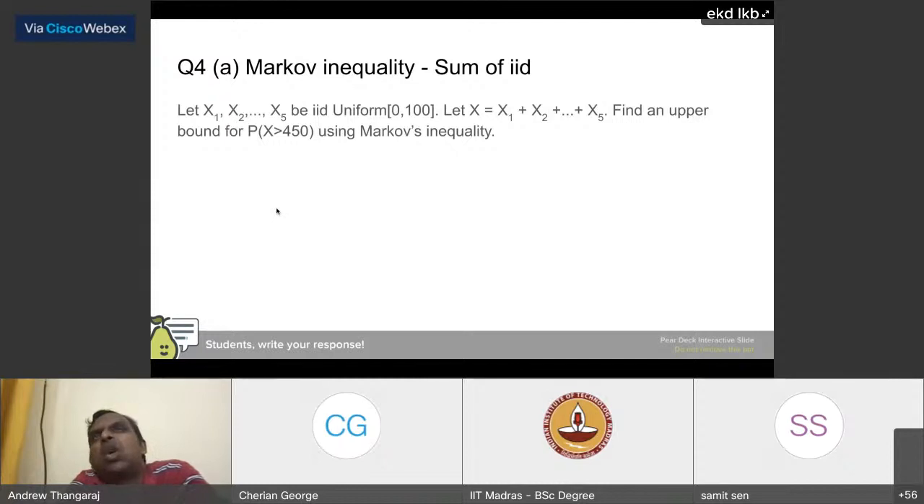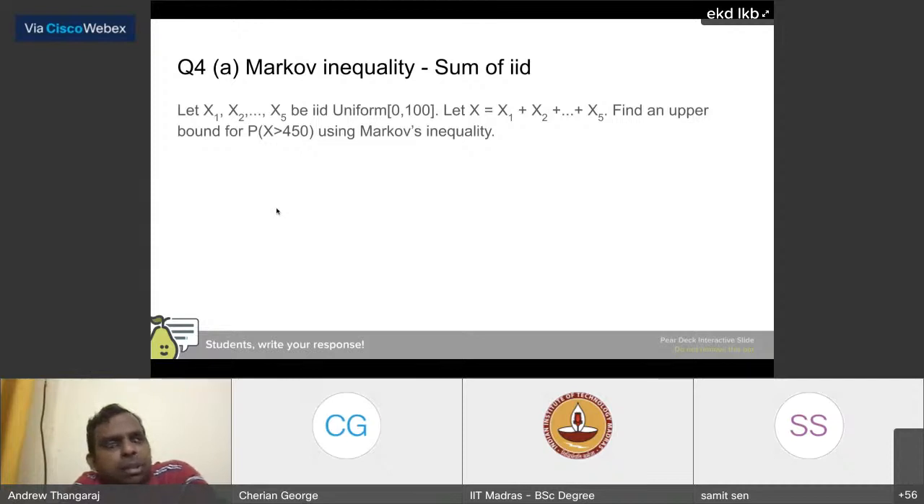For Markov's inequality, there are proofs, though I didn't do it in my lectures. You should be able to find numerous proofs on Stack Exchange, on Wikipedia, etc. And many of them are very simple, very simple pictorial proofs.